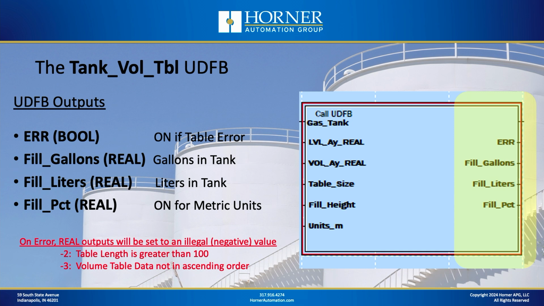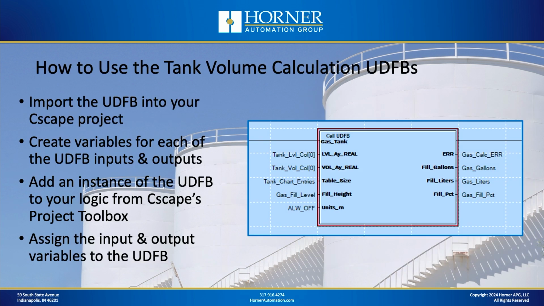And then the other three outputs basically are the number of gallons in the tank, the number of liters in the tank, and the fill percentage of the tank. Okay, and these are all real values. So if your table's in gallons, you're going to get gallons and liters out. If your table's in liters, you're going to get gallons and liters out, that sort of thing. Okay, so that's what the outputs look like for our user-defined function block.